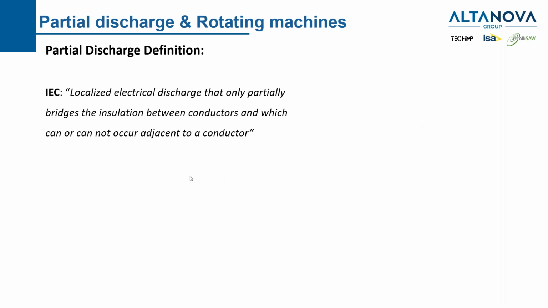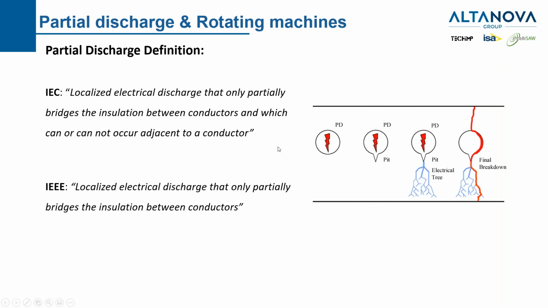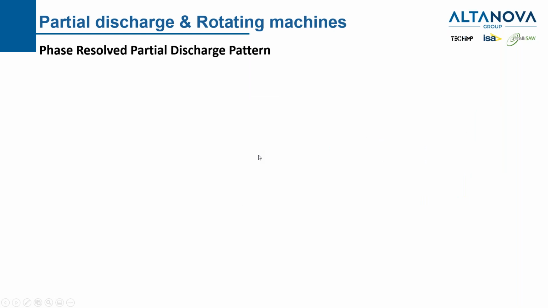So the definition that we have for partial discharge is suggested by the IEC. It's a localized electrical discharge that only partially bridges the insulation between conductors and which can or cannot occur adjacent to a conductor. A similar definition is given by the IEEE. Basically, what we need to know about partial discharge is that it is an effect due to a defect in the insulation that is activated by electrical stress, voltage stress.